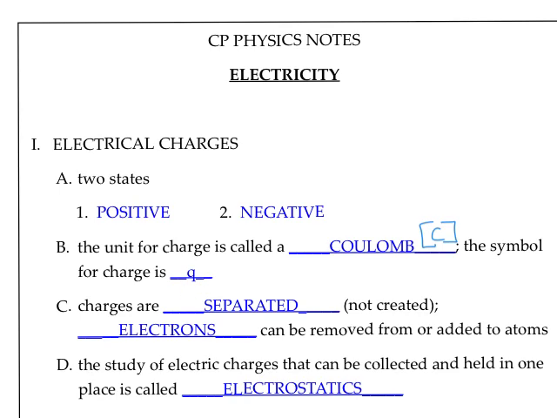Now, charges can be separated but not created. And when we're dealing with atoms, it's the electrons that can be removed from or added to atoms. And then the next topic is electrostatics, and that's going to be the study of electric charges that can be collected and held in one place. So if you think about static electricity, if you've ever been shocked, or maybe you've had your hair stand straight out on a cold, dry day, then that would fall under the category of electrostatics.